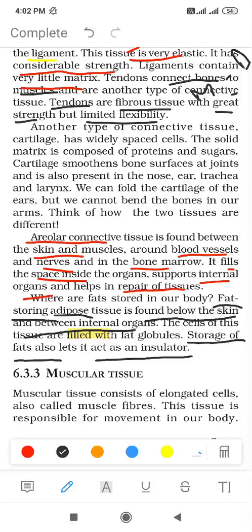So adipocyte cells are cells stored with lots of fat, and adipose tissue is the tissue which has lots of fat. So these are the four different types of proper connective tissue: the ligament, tendon, areolar tissue, and adipose tissue. Hope you are clear about it. Thank you.